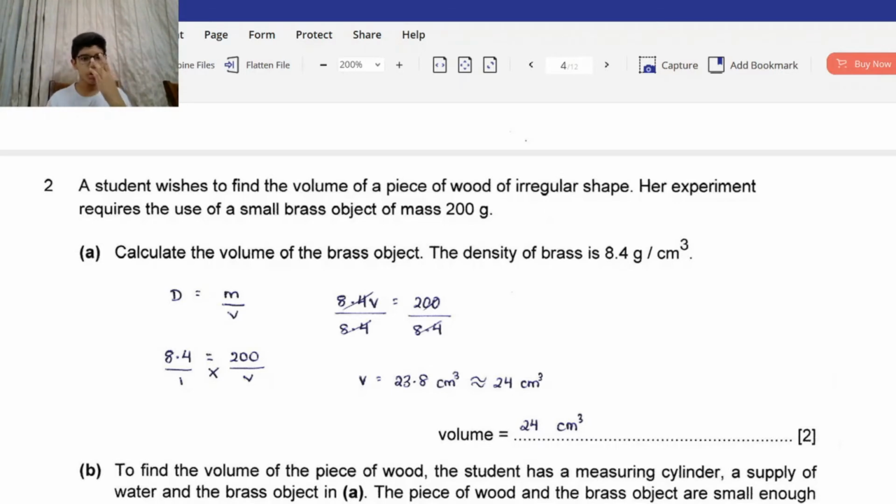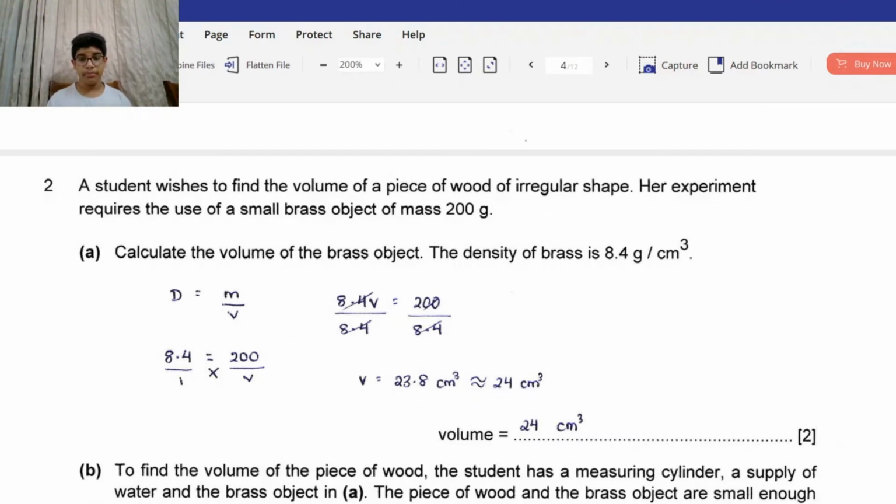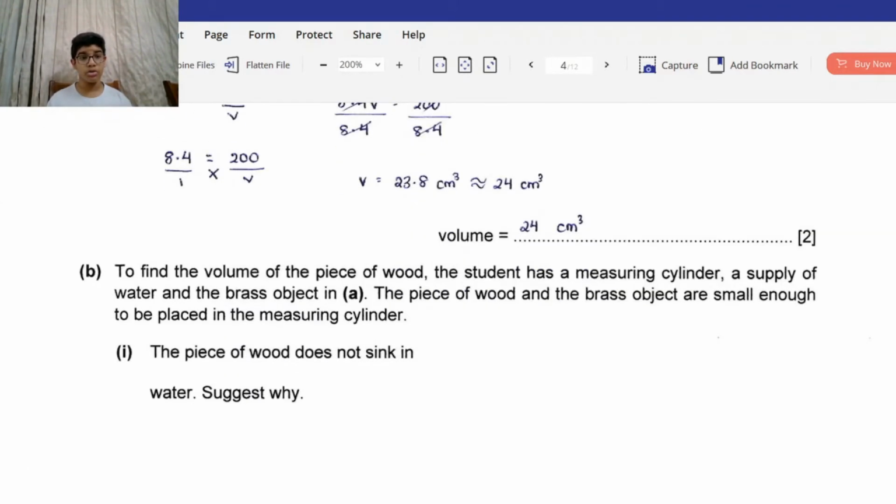Cross multiply, so 8.4 times V is 8.4 V is equal to 200. We want to isolate V, and hence we divide both sides by 8.4, and we get that the volume is 23.8 centimeter cubed, and you can approximate that to 24 centimeter cubed. So now let's move on to part B.